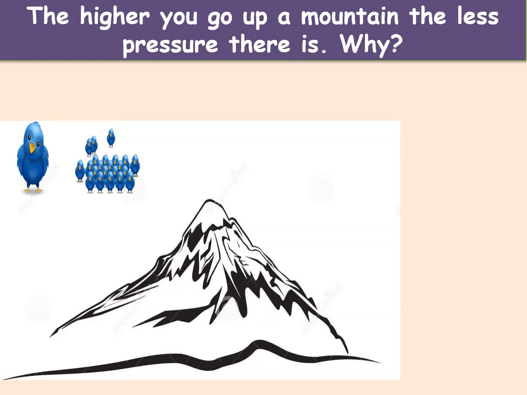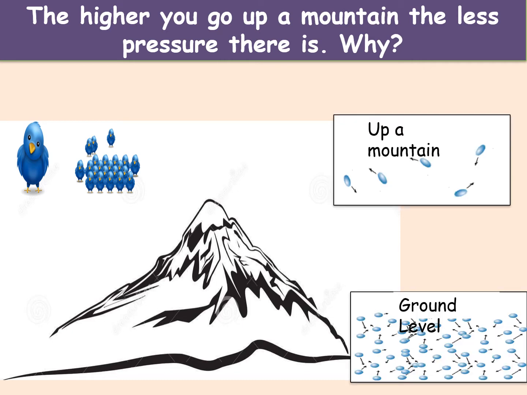The higher you go up a mountain, the less pressure there is. Why? Have a think about that for a minute. Think about the quantity of air particles, that picture on the top left showing the birds representing the particles. Think about what might change. As you go up a mountain, there are fewer air particles. They are more spread out. So there is less pressure because there are fewer particles hitting you constantly. Whereas at ground level, there are lots of particles putting an even pressure on you all the time.